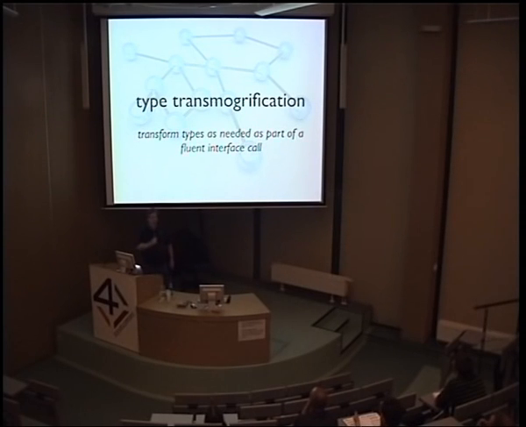Transmogrification is probably not an English word that you know, because it comes from a comic book, Calvin and Hobbes. Calvin, the little boy, has a cardboard box that he calls a transmogrifier, and he goes inside it and becomes any kind of person he wants, superhero or caveman or whatever. So that's where this pattern name comes from. Transforming types is needed as part of a fluent interface call. It's also a very common thing that you see when writing DSLs.